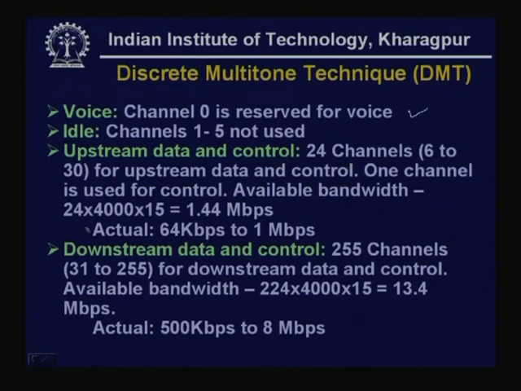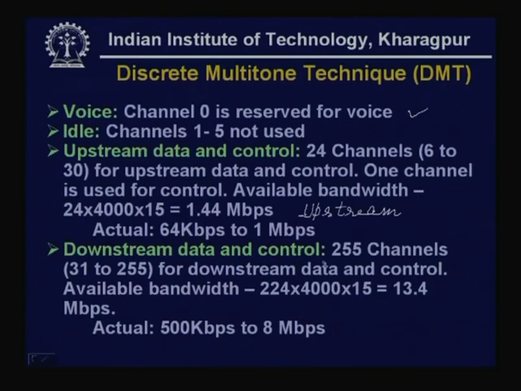And as you can see, how you are getting 1.44 megabits per second: 24 into 4000 into 15. By using QAM, we are getting 15 bits. So it gives you 1.44 megabits per second for upstream. Upstream means from the home user to the internet service provider or the telephone exchange.